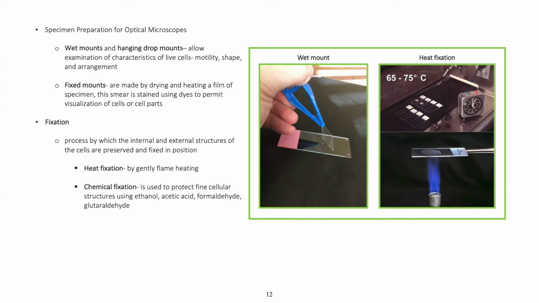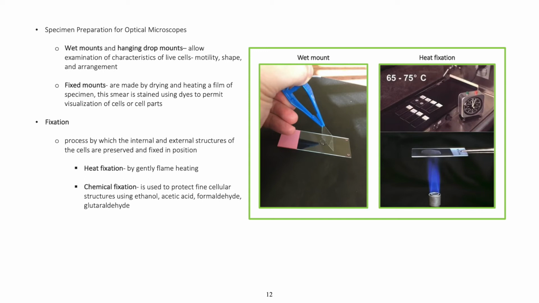Specimen preparation for optical microscopes. Wet mounts and hanging drop mounts allow examination of characteristics of live cells, such as motility, shape, and arrangement. Fixed mounts are made by drying and heating a film of specimen. This smear is stained using dyes to permit visualization of cells or cell parts.